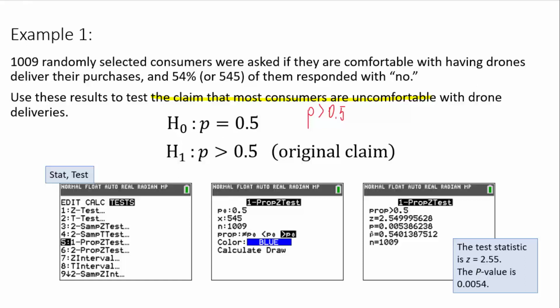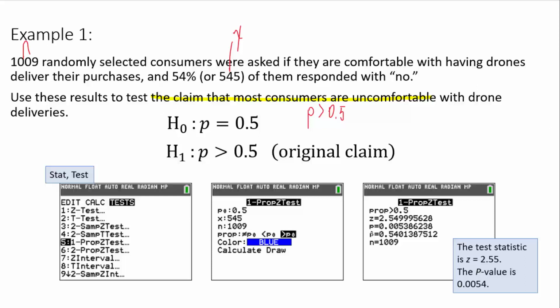X and n actually come up here from these values in our sample. We had n of 1009 and we had x of 545. So that's where these numbers come from. This 0.54 is going to result on the next screen, but we don't enter that on this one. You have to have an actual x and n.